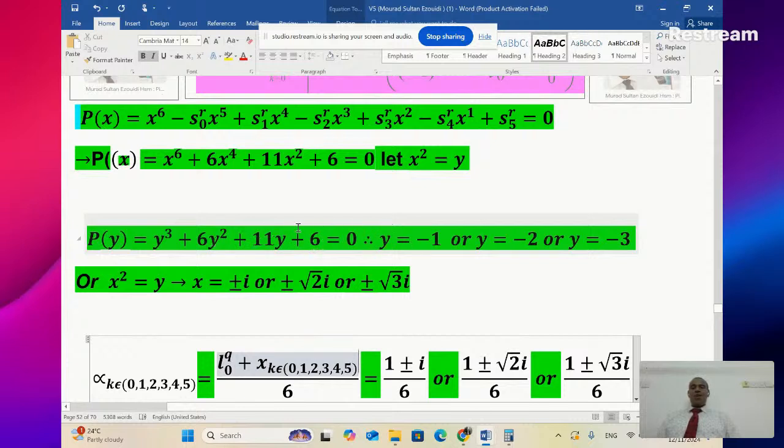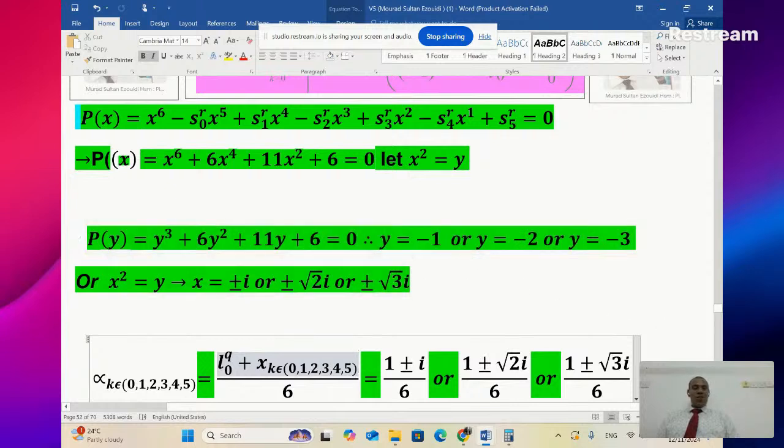Therefore, the roots of this polynomial to the power 3 are y equal negative 1, y equal negative 2, and y equal negative 3. Therefore, if y equal x squared, then x_k is going to be equal to plus or minus the root of minus 1, which is plus or minus i, the imaginary complex number, or plus or minus root of 2i, because this one is negative, or plus or minus root of 3i.